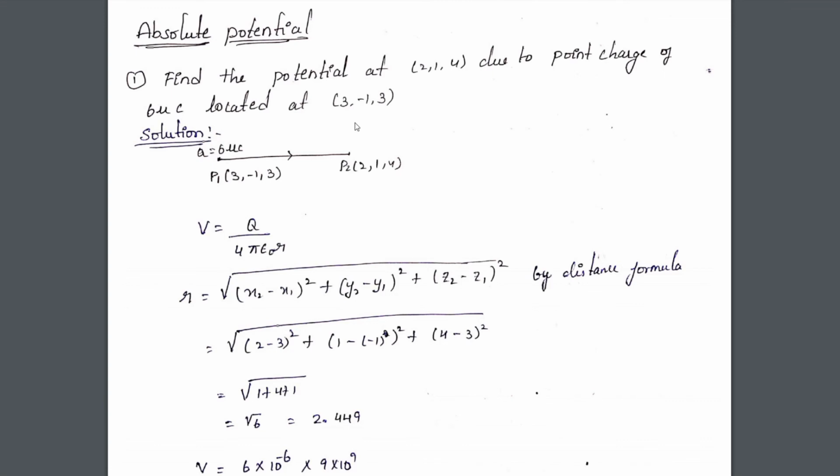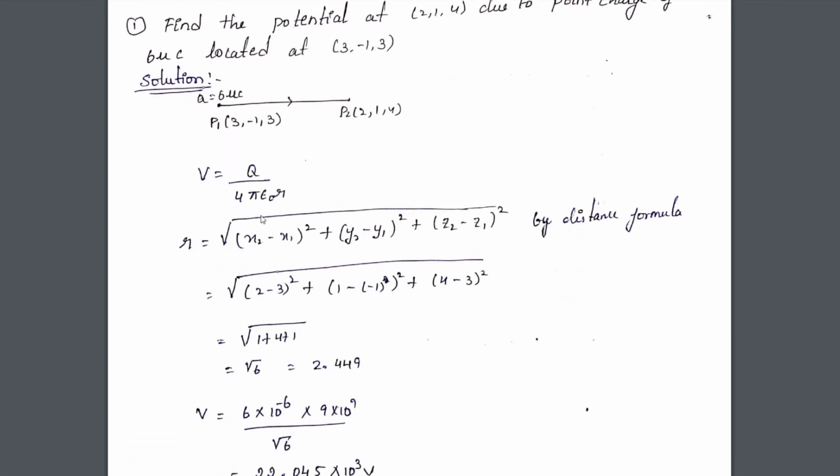So where is the potential we need to find? 214, that will be P2 point, and the charge is 6 microcoulomb, that is Q equals 6 micro, and that point is P1. So write the general equation for absolute potential. What is it? Q by 4 pi epsilon into R. And here epsilon R is not given, so epsilon will be epsilon naught.